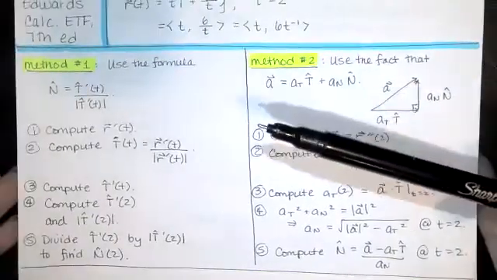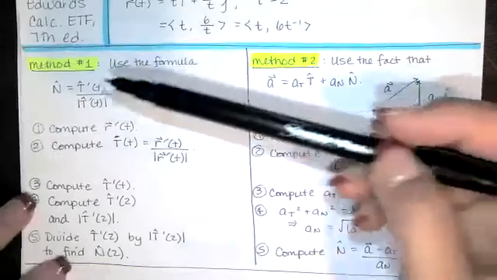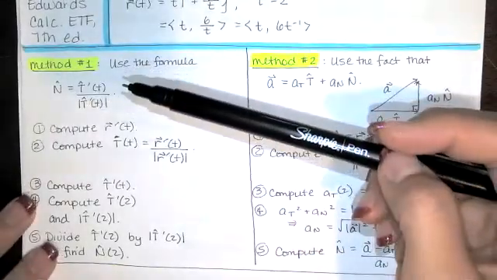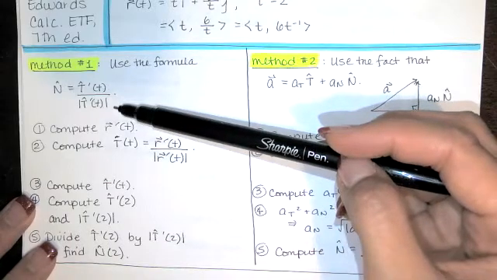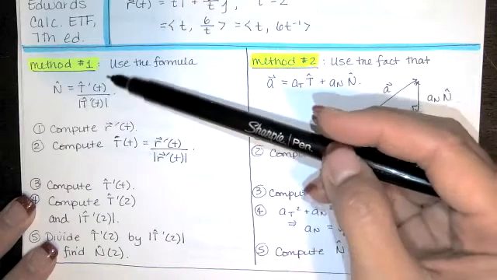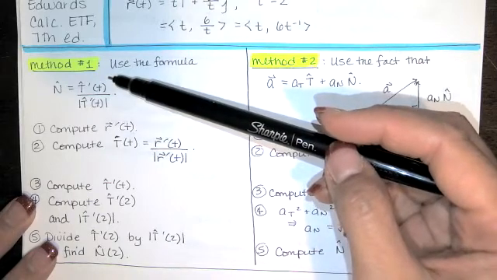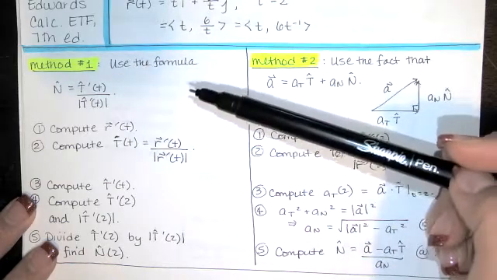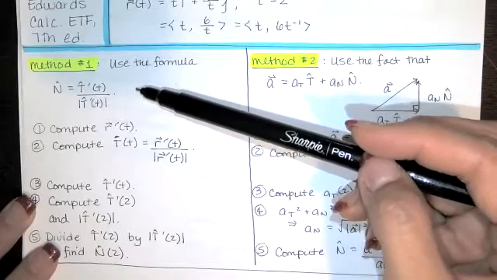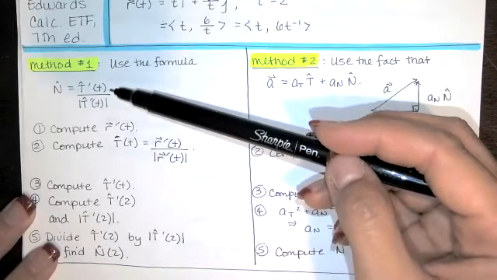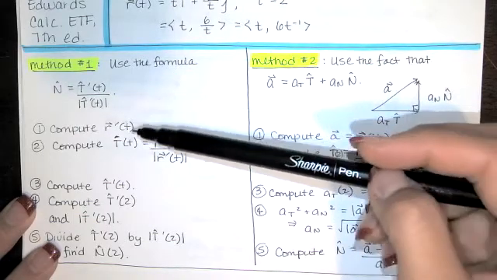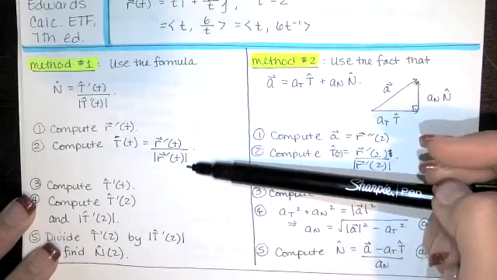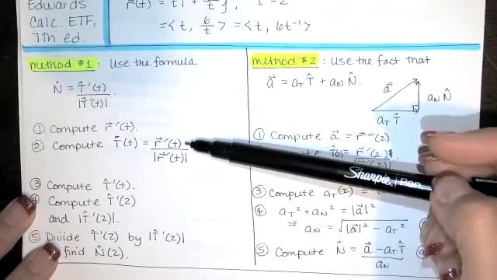Now, in this video, we're going to use the more traditional method. Now, n hat is defined to be the derivative of the unit tangent vector divided by its magnitude. Typically, this requires a lot more computation as far as differentiation is concerned. And I'll explain why. In order to apply this formula, first we need to find t hat. So to find t hat, we need the unit tangent vector that comes from taking the tangent vector, which is r prime, and dividing by its length or magnitude to make it 1 unit long.